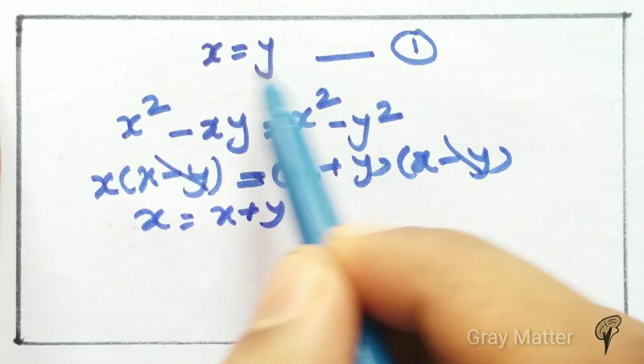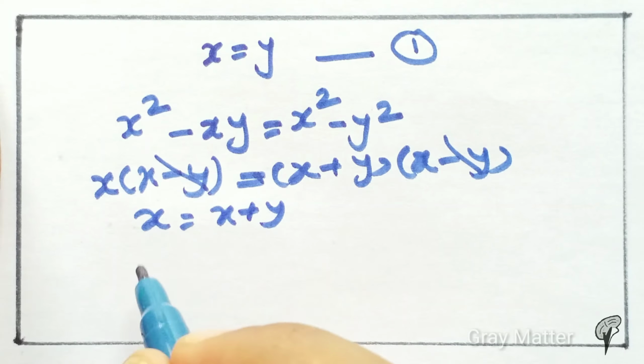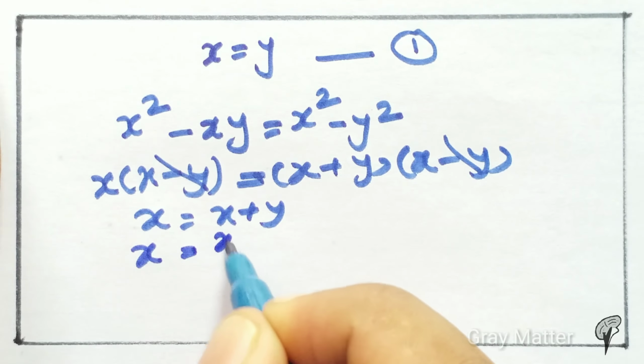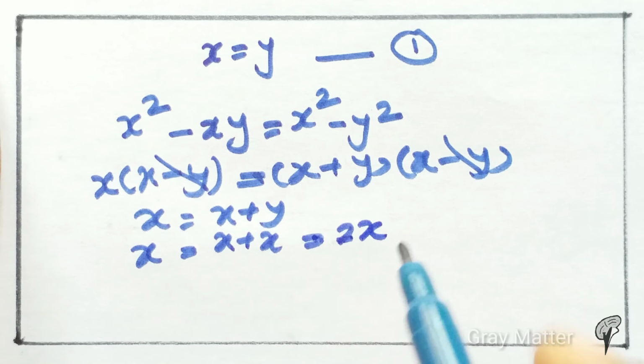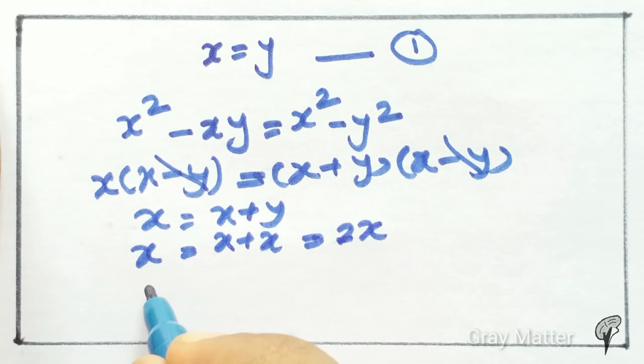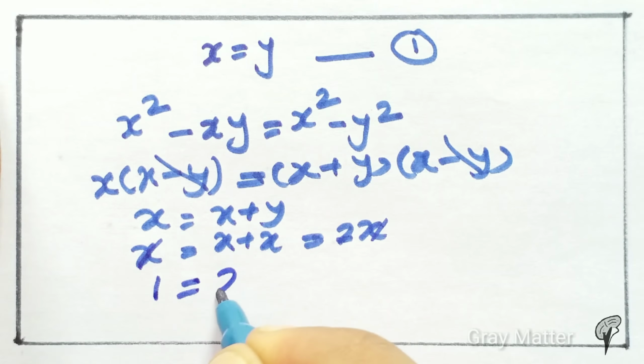From equation number 1, x equal to y. So this can be written as x equal to x plus x, that is equal to 2x. So x equal to 2x. So we can cancel x here. So 1 is equal to 2.